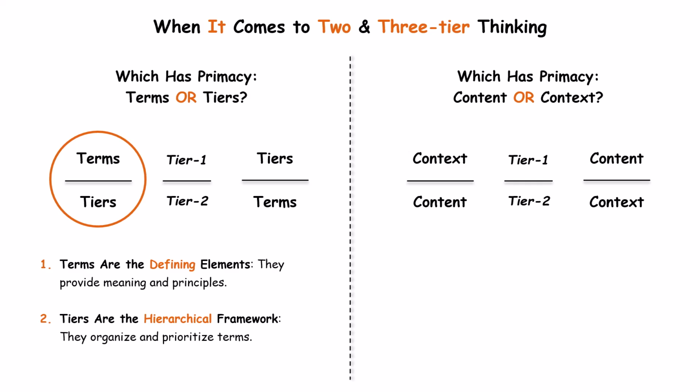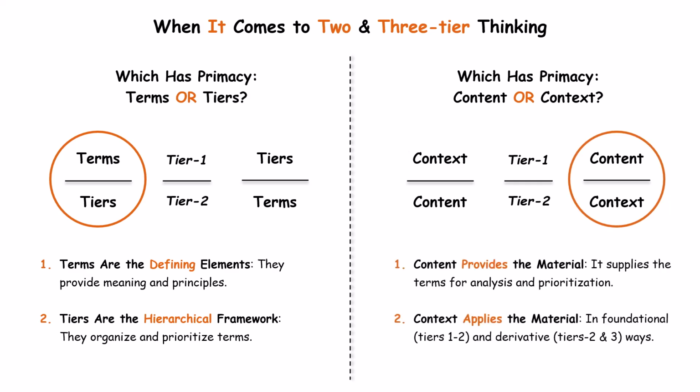Second, which has primacy in two- and three-tier thinking? Content or context? Answer: content. Explanation: content provides the material. It supplies the terms for analysis and prioritization. Context applies the material. In foundational, tiers 1 and 2, and derivative, tiers 2 and 3, ways.